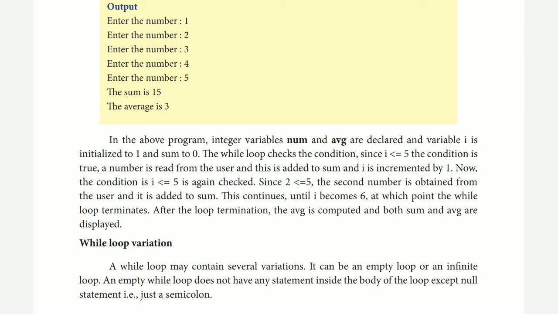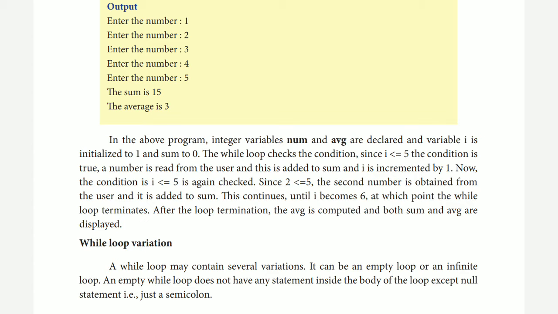So in the above program, integer variables num and average are declared, and variable i is initialized to 1 and sum is equal to 0. The while loop checks the condition. Since i is less than or equal to 5, the condition is true. A number is read from the user, and this is added to the sum, and i is incremented by 1.